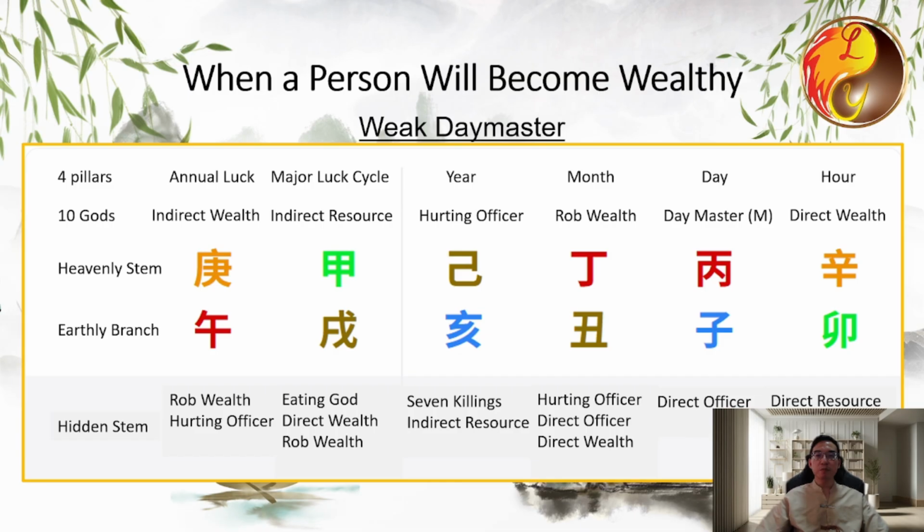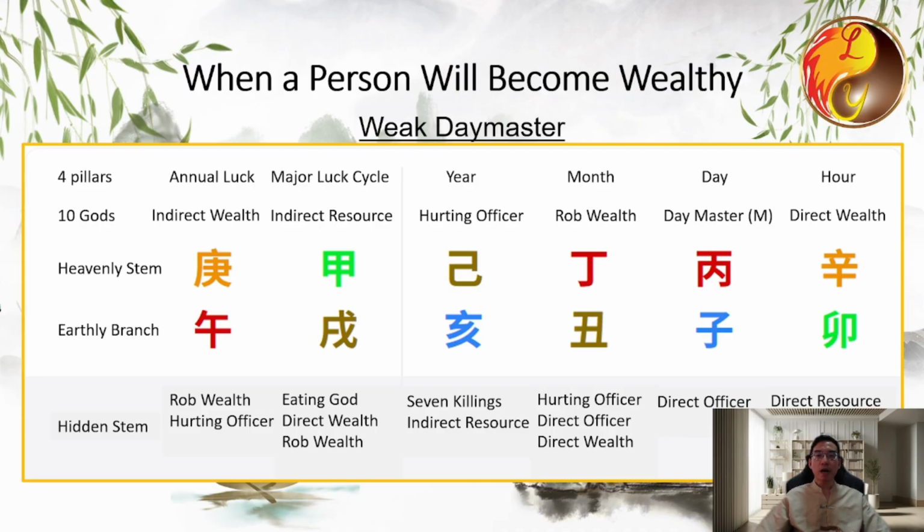Let's look at when a person becomes wealthy. We'll still use this Bazi case as an example. First, we'll distinguish whether the day master is strong or weak. The day master is Bing fire, born in the month of Chou. Fire gives birth to earth, which drains the Bing fire. It only has support from one fire in the heavenly stems, and from Mao wood in the branch. So we judge it as weak.